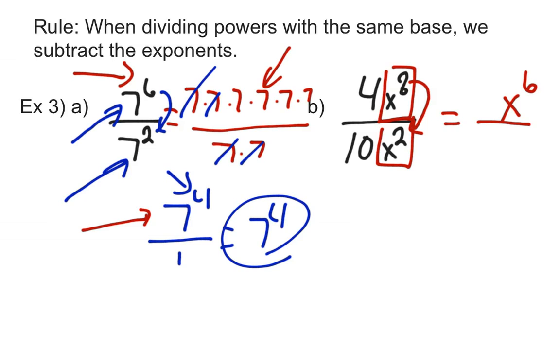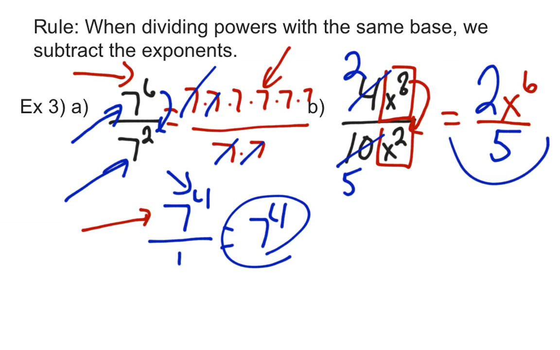Now when it comes to the actual coefficients, the 4 over 10, reduce that just like a fraction. I know 4 and 10 can both be divided by 2. So 4 divided by 2 is 2. 10 divided by 2 is 5. And all I'm going to do is take those new numbers and write them right where they are. The 2's in the numerator, the 5's in the denominator. There's nothing else in the denominator because that x to the 2nd got canceled out. So you get 2x to the 6th power over 5.